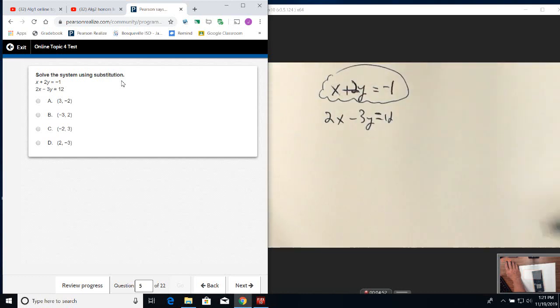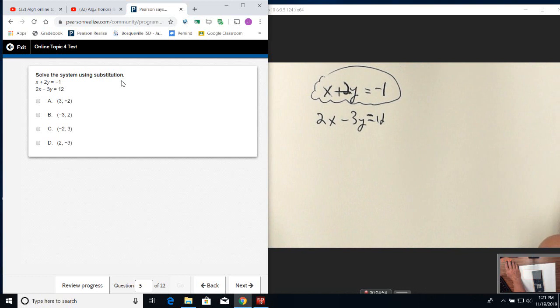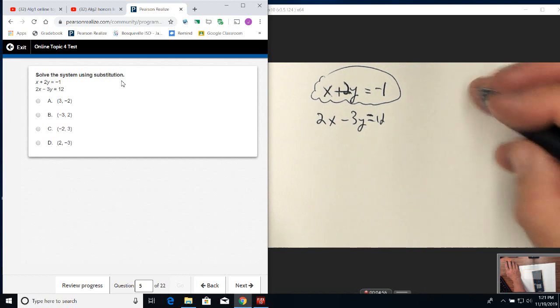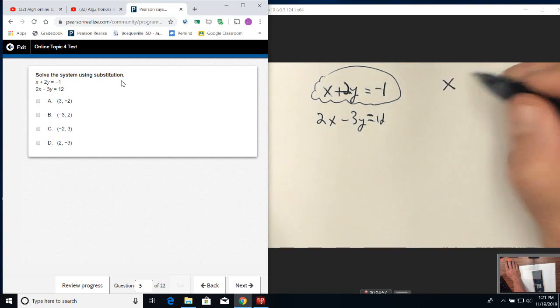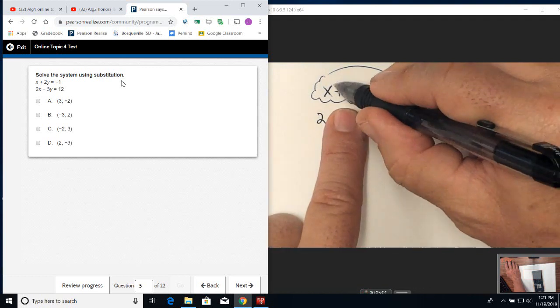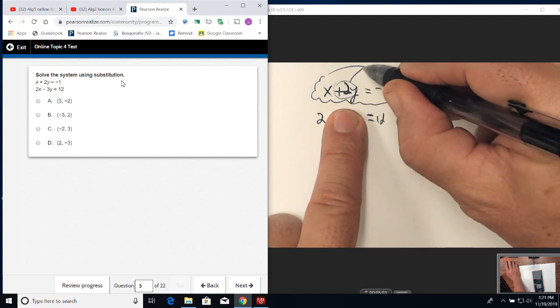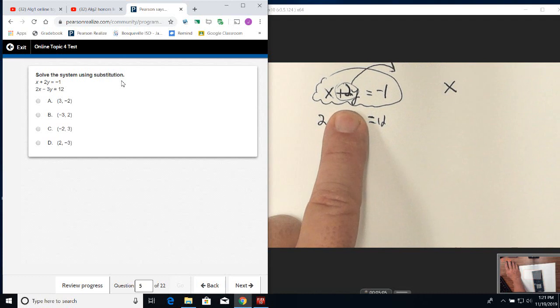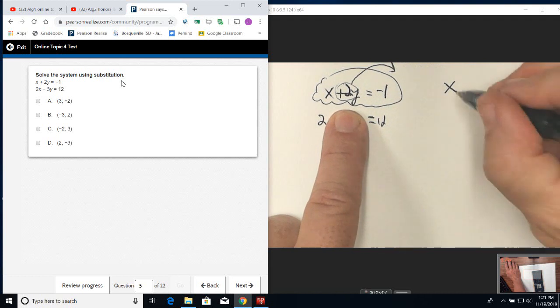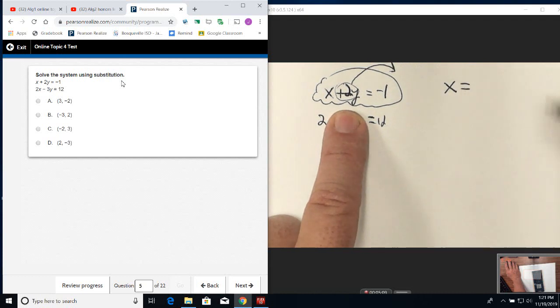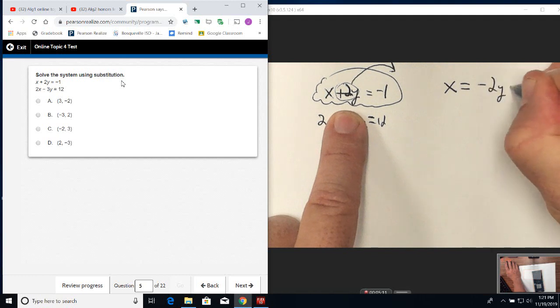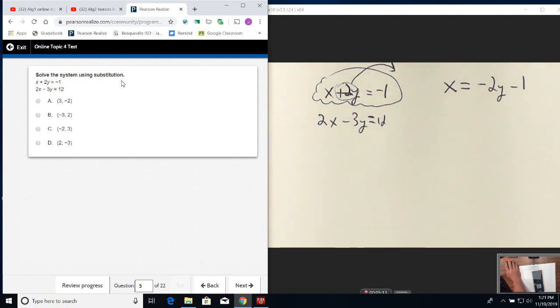Okay, I'd pick top 2. Now solve it for what variable looks like it'd be easy to solve for? x. Get x by itself. Well, how do I get x by itself? I just take that 2y and move it to the other side of the equal sign, and it becomes negative 2y minus 1. So what's my next step?